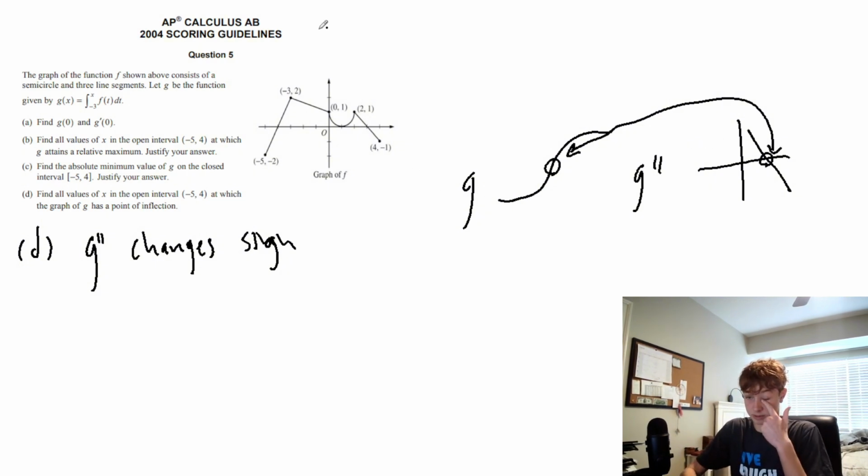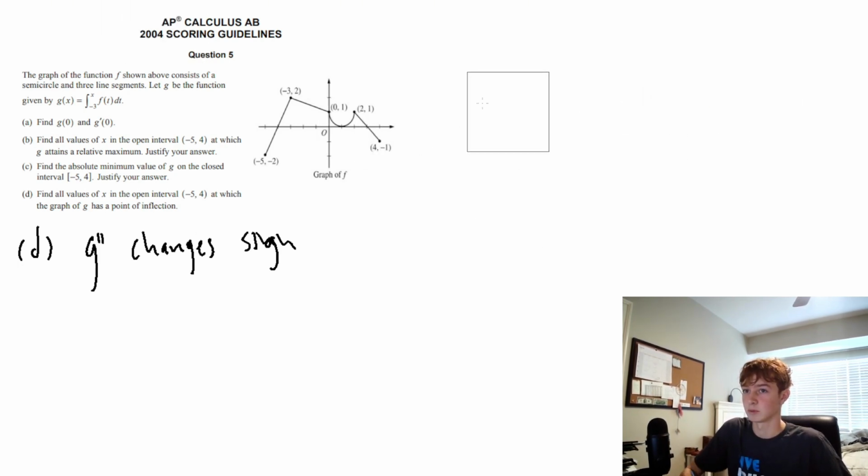So what we can do with that information is find where g double prime changes sign. So first, let's find what g double prime actually is. Let's start with what we already know, which is g prime is equal to f. And then if we take the derivative one more time, I'll do that in green, we're going to have g double prime is equal to f prime.